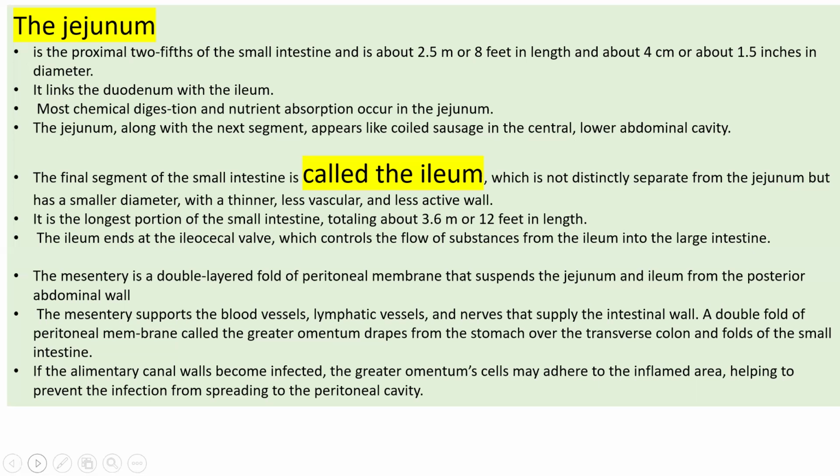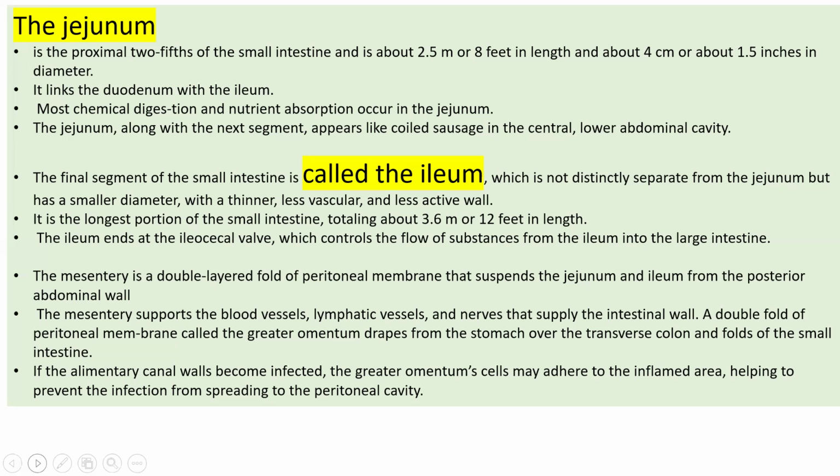The final segment of the small intestine is called the ileum, which is not distinctly separate from the jejunum but has a smaller diameter with a thinner, less vascular, less active wall. The ileum is the longest portion of the small intestine, totaling about 3.6 meters or 12 feet in length.